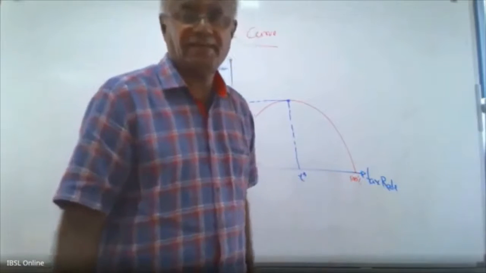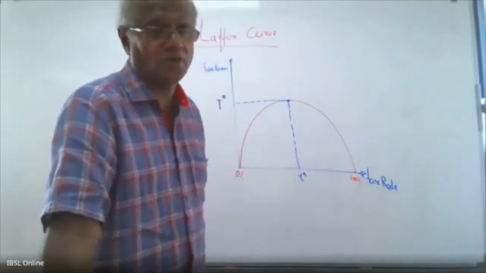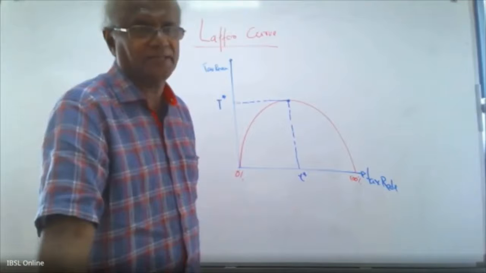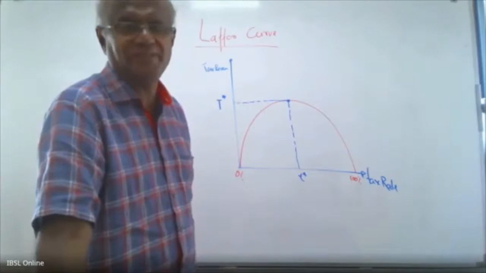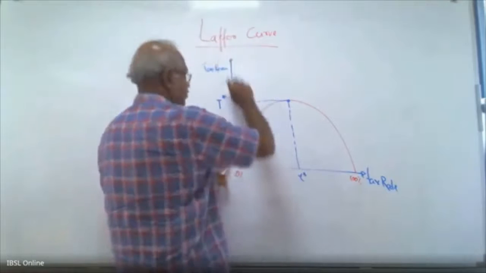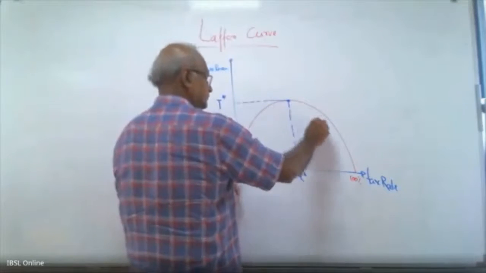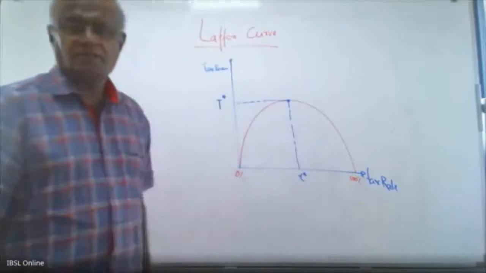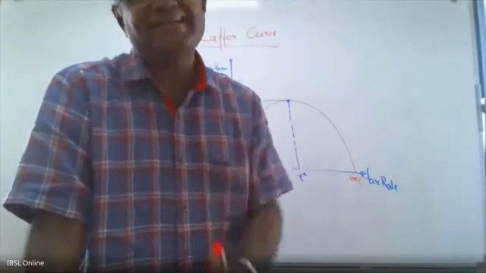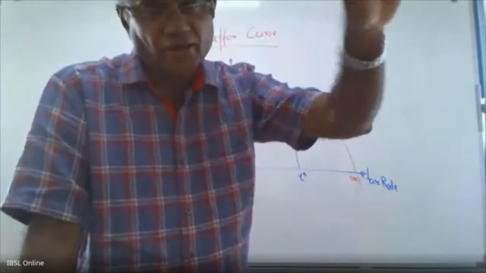Understand? If the tax rate is zero, government doesn't get any money. If the tax rate is 100%, again government doesn't get money because nobody will work. There is no incentive to work. So using these 2 points, Professor Laffer drew this curve. That's why he argued there is an optimal tax rate that maximizes government tax revenue.